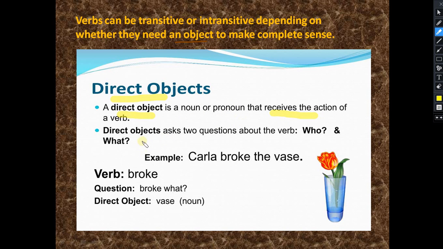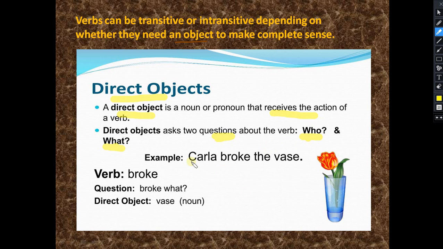Simply, direct objects answer two questions, which are very important: who and what. If you are getting the answer to these two questions, first one who and second one what, it means this is your direct object. Now, how to identify a direct object?